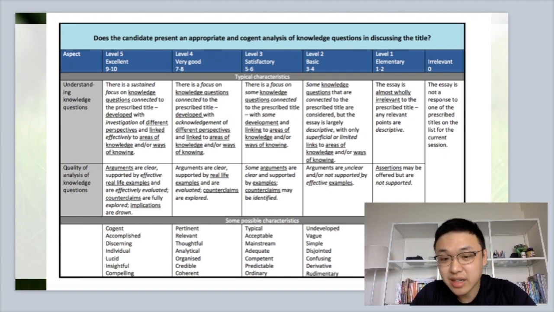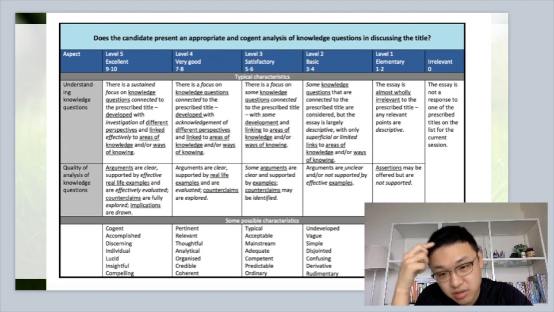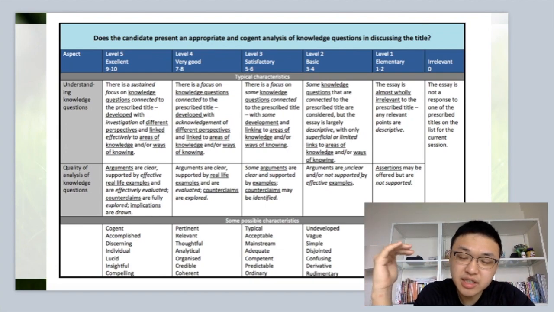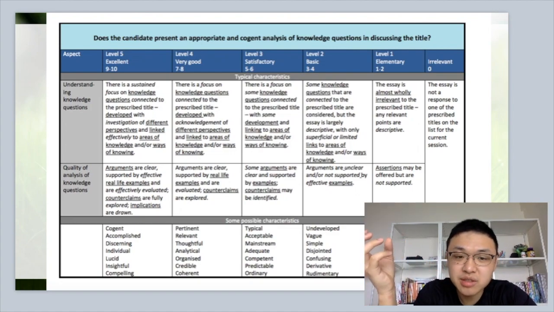Because back then when I was an IB student, I did not even know what knowledge questions were. I did not even know what areas of knowledge or ways of knowing were, okay? So a knowledge question just refers to questions that relate to how knowledge is obtained, right? Because what is TOK? TOK is basically we want to explore how knowledge is developed, okay? That's what the subject is about. And knowledge questions are essentially questions that explore how knowledge is created.